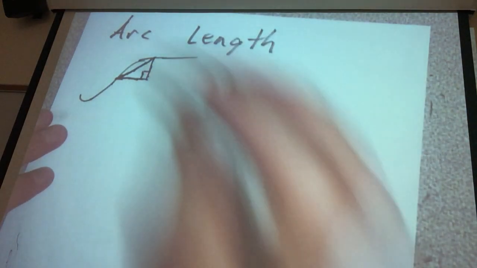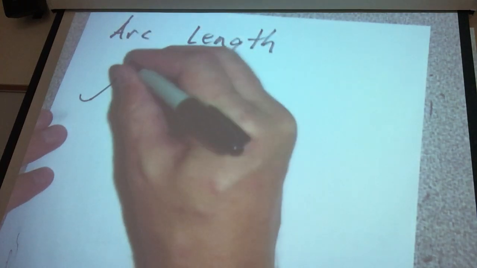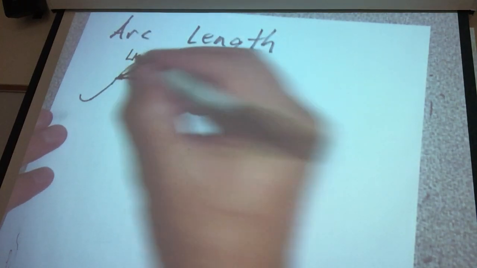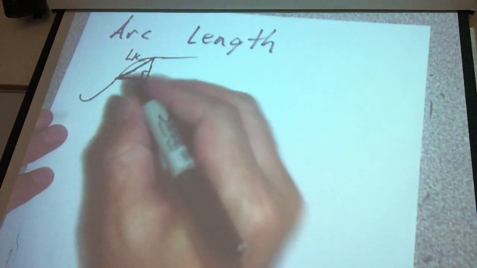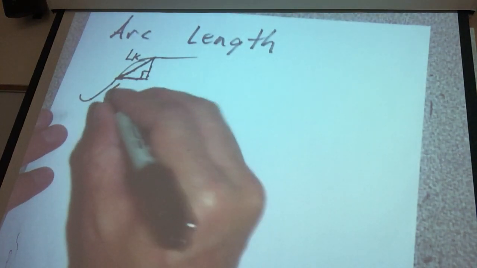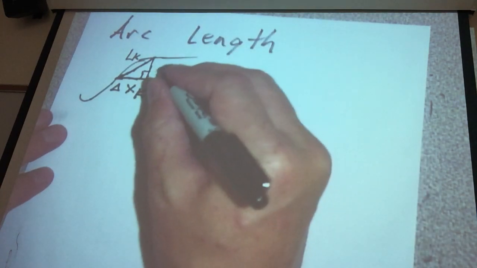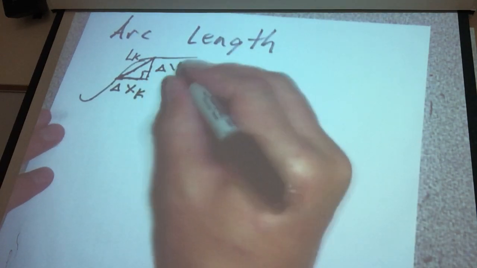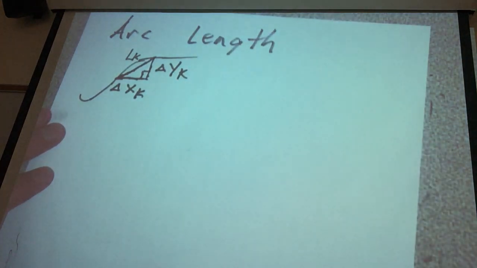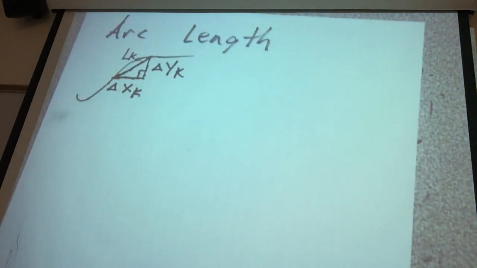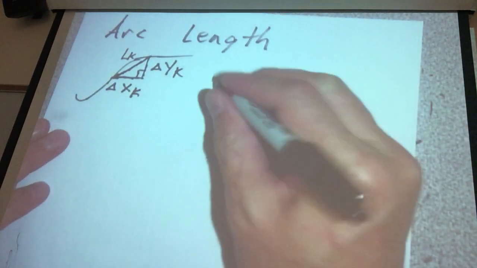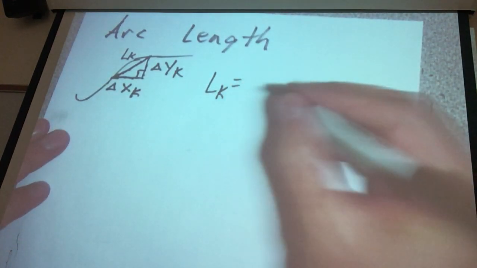Okay? And so I'm going to call the hypotenuse of this triangle L sub k, and the change in this direction will be delta x sub k, and this will be delta y sub k. Okay. Now the length of L sub k, which is just a fragment of an approximation of the line, would equal the square root.